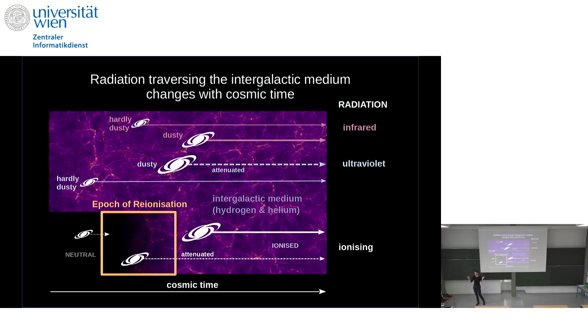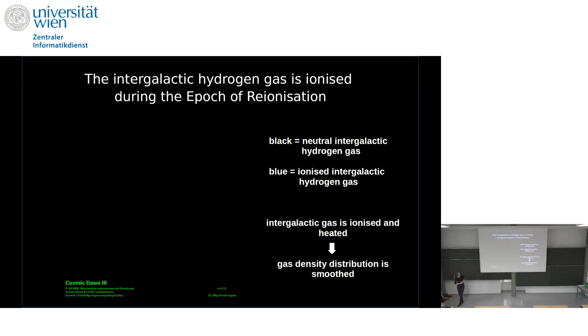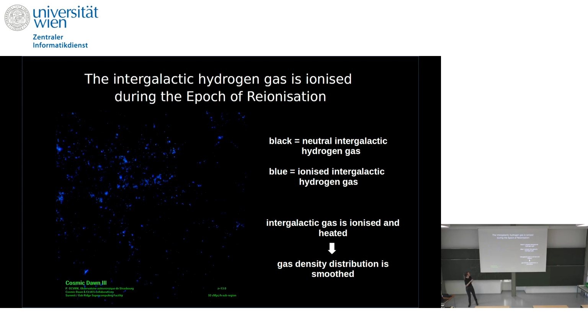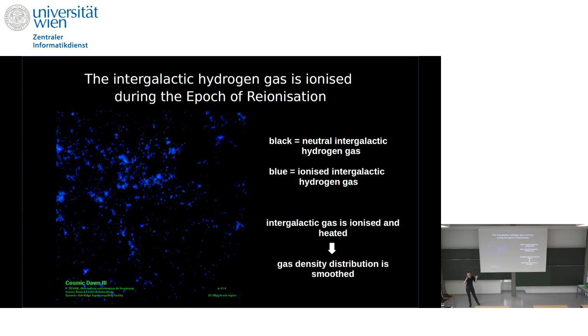So what happens is that all the hydrogen in the intergalactic gas in the entire universe becomes ionized by the very first galaxies in the first billion years. And maybe to understand this in a better way, here is a simulation of this. You will see it's pretty dark, and you'll see now some blue dots. That's the emergence of the very first galaxies. They emit ionizing radiation, and they start to ionize their environment.